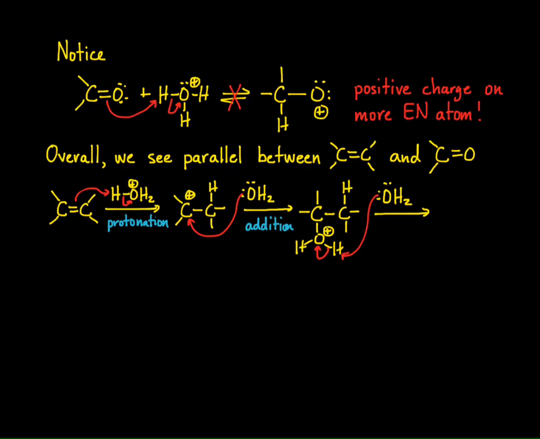So I can show that fairly easily. I'm deprotonating the OH group. We call that step the deprotonation step. So protonation, addition, deprotonation, and it leads to the formation of an alcohol. That's what we've seen previously in the first semester when we talked about addition to alkenes.